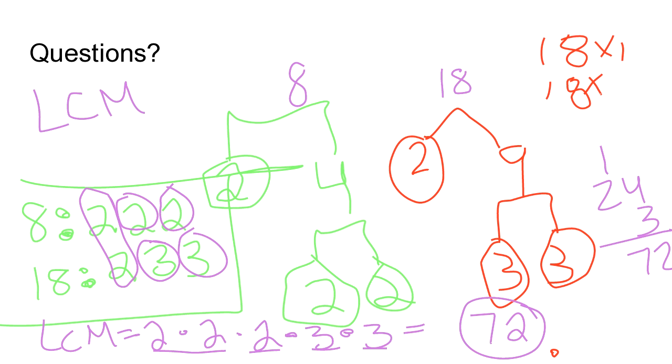Or you could even do 2 times 2 is 4, 4 times 2 is 8. So you know that the twos are all 8. That's 8. And you know 3 times 3 is 9, 8 times 9 is 72.